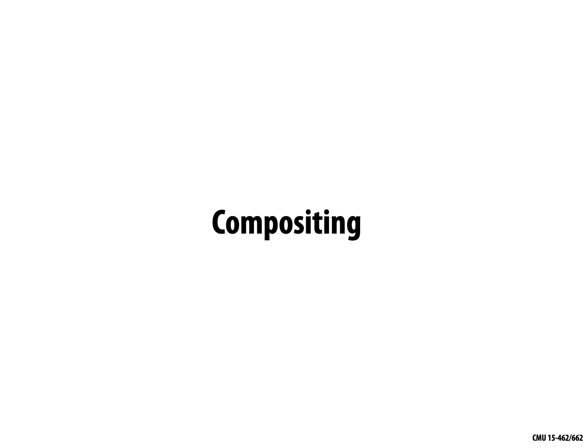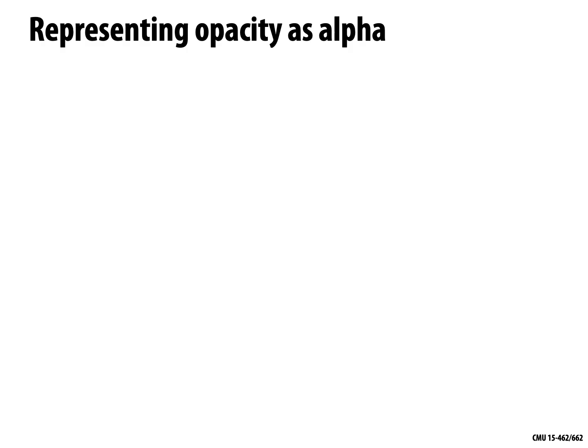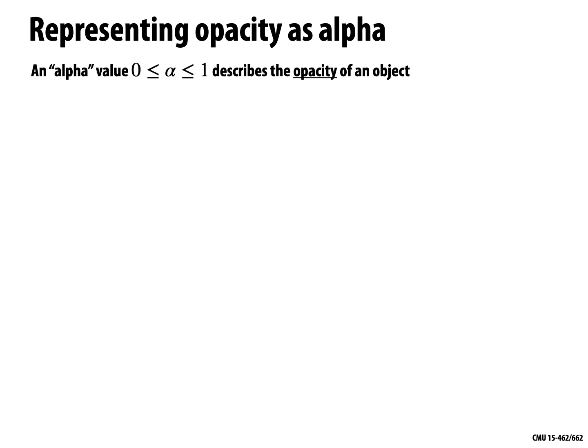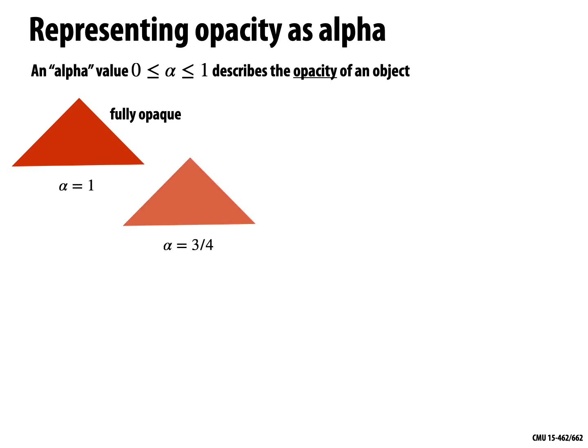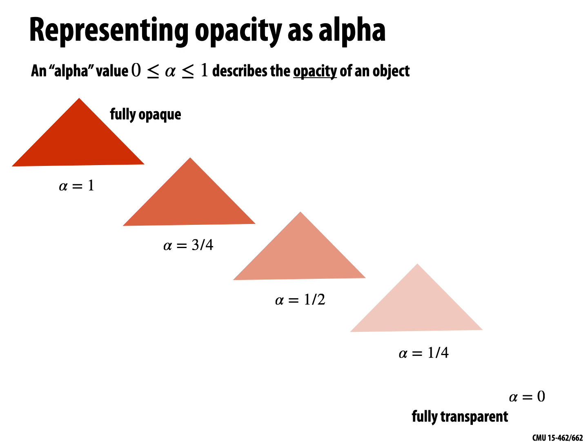So what is our model for semi-transparent surfaces? The basic idea is that we're going to represent the opacity or transparency of a surface by a value alpha. So just a real value between 0 and 1 that describes how opaque we are. So if alpha is equal to 1, that means we have something fully opaque. And as alpha decreases, 3/4, 1/2, 1/4, it goes all the way to fully transparent.